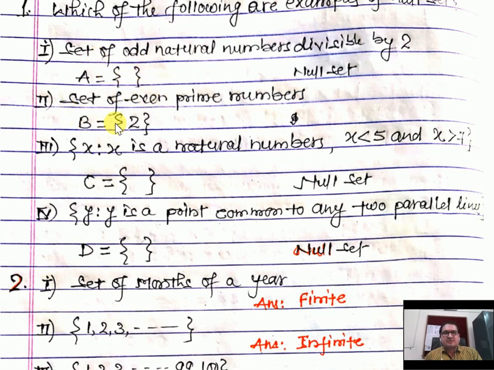Second part, set of even prime numbers. There is only one even prime number, that is 2. So this is not a null set.